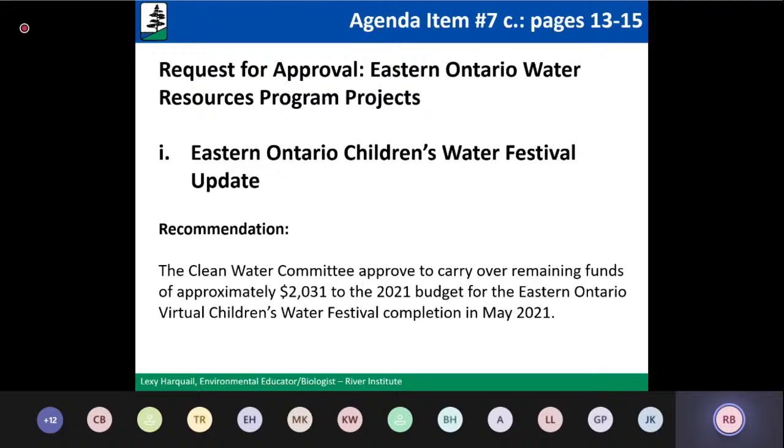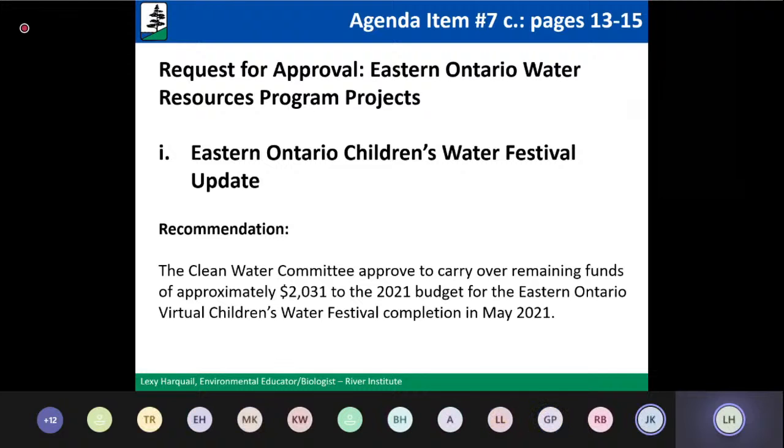Okay, so we're on request for approval for the Eastern Ontario Water Resources Program project, starting with project one, which is the Eastern Ontario Children's Water Festival update. That's pages 13 through 15. And Lexi, you're on. Good morning, everybody.